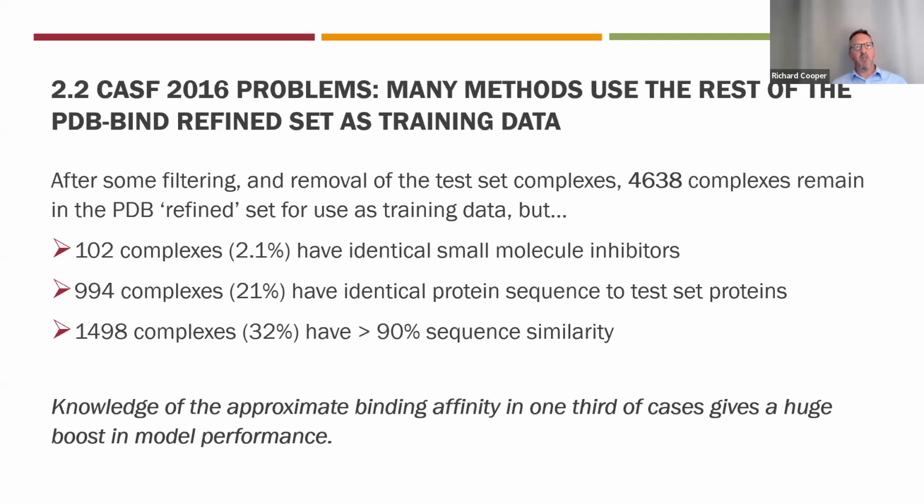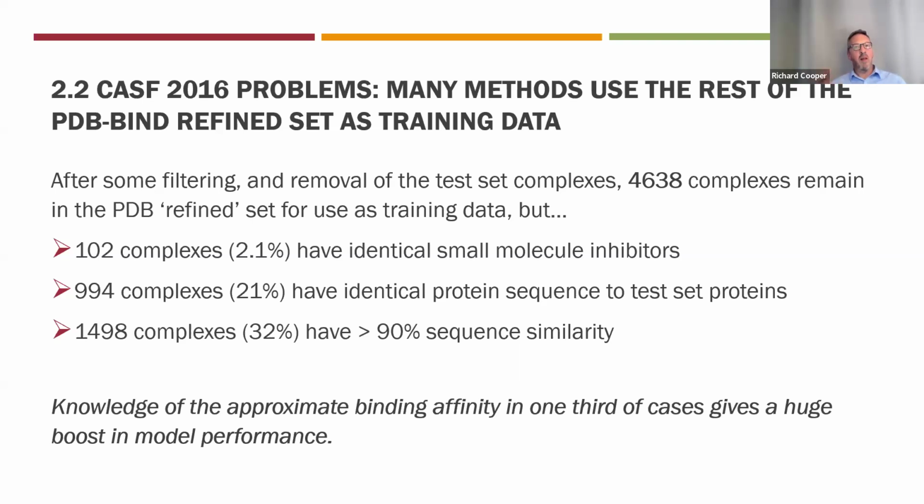A very small number of those, 102, 2.1%, have identical small molecule inhibitors. So they probably shouldn't be in there because you kind of have an easy prediction of affinity if you already know how well something binds to another protein. 994 of them, that's a fifth of the data set, have identical protein sequence. That means it's the same protein, just with a different molecule bound in. And again, once you know the range of where your binding affinity is going to be, then just predicting the average is going to give you quite a good result in any statistical challenge like this, because you've got somewhere to start from.